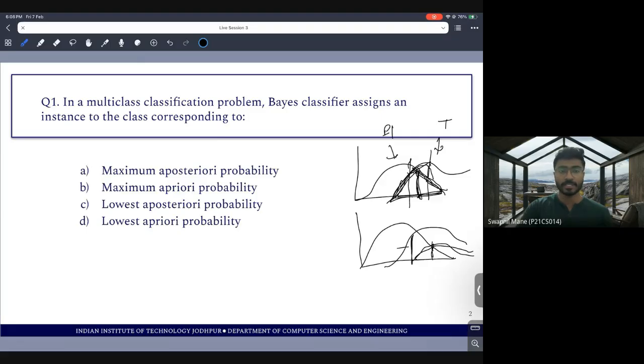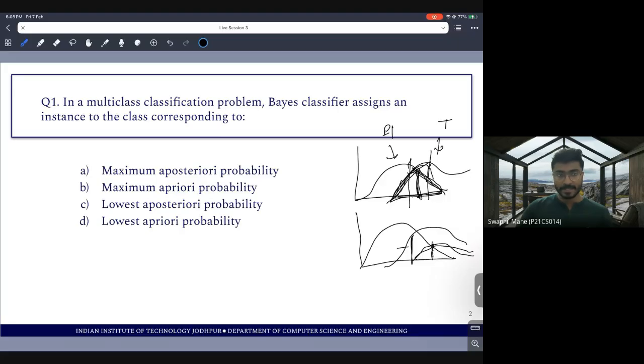Please read this question carefully and let me know which one is the correct option. Whatever we have discussed about this question, to resolve this problem, we have known a probability. Based on that probability, how can we assign the correct class to a particular instance?